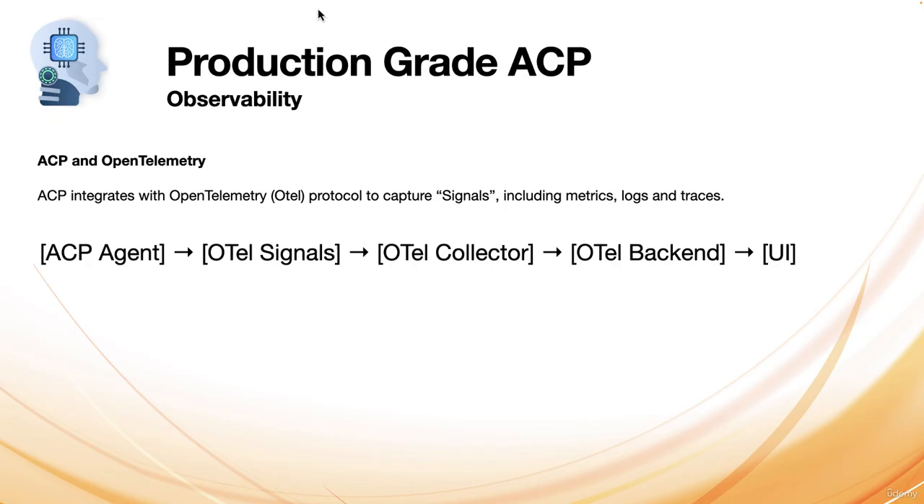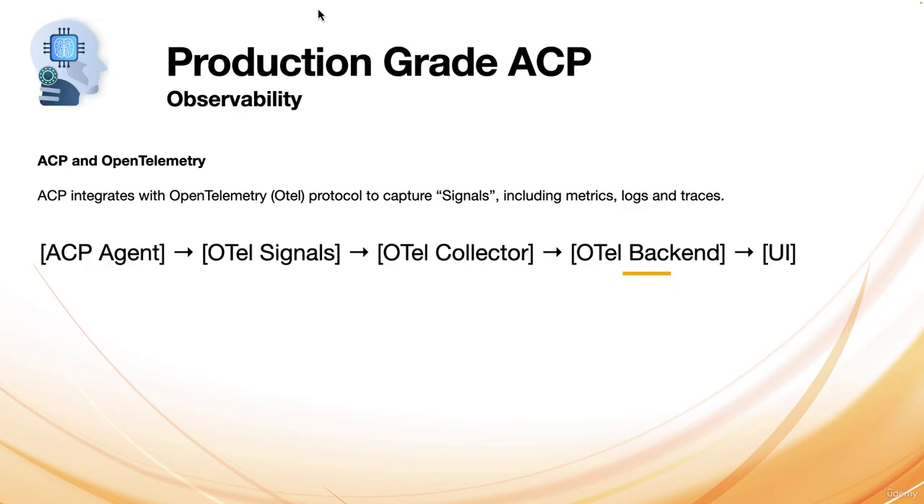So we already said that OpenTelemetry is the foundation of observability in ACP. OpenTelemetry follows a specific path to capture the metrics and visualize them. So you have your ACP agent, that is where the signals are initiated. For example, metrics and logs are created. Then the generated signals are sent to OpenTelemetry collector. And from OpenTelemetry collectors, these signals are exported into some sort of backend system.